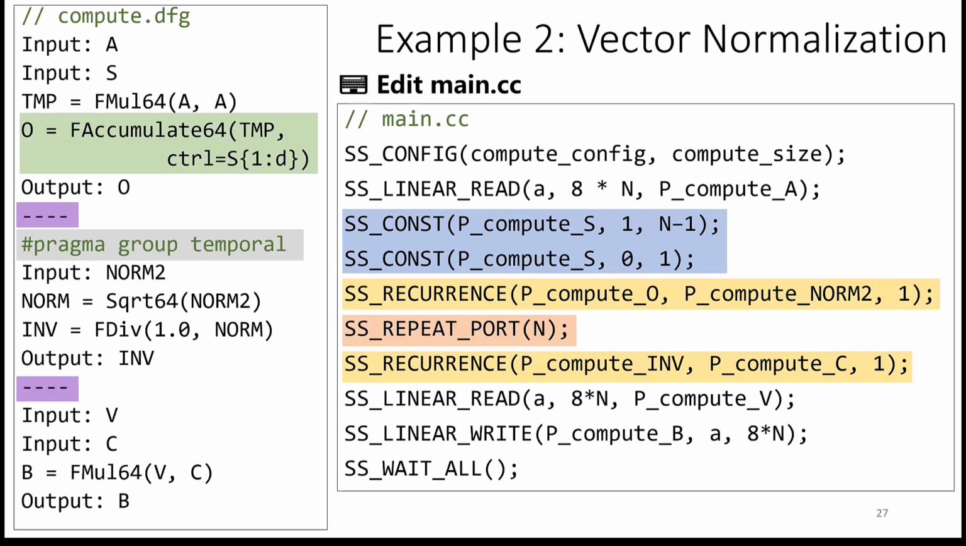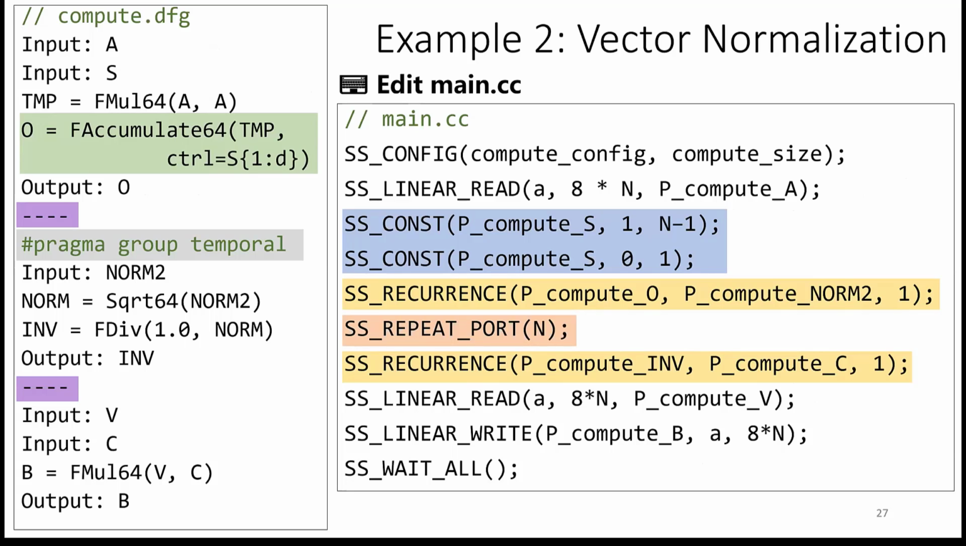So to sum up, here is what we have for the vector normalization. We introduce the accumulator, the temporal region, and the concurrent sub data dependence graph on the spatial architecture programming side. On the host control side, we introduce the const, the recurrence, and the repeat port.